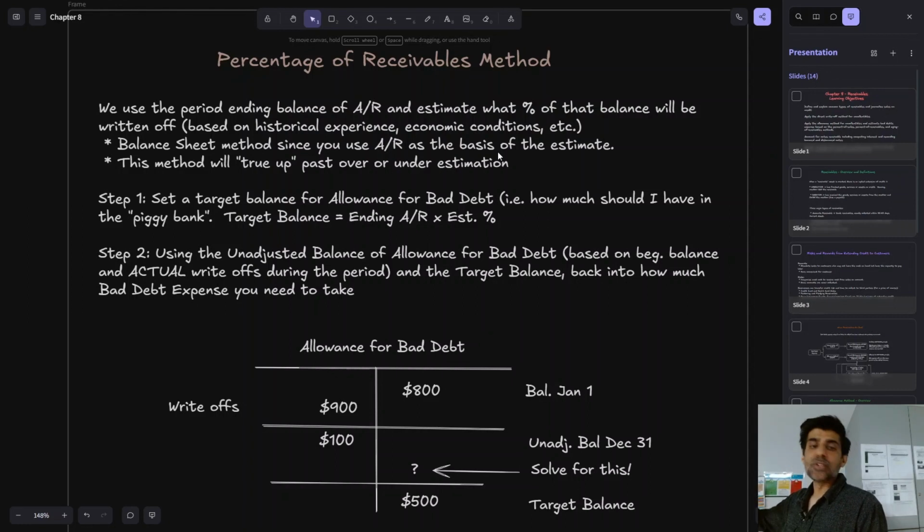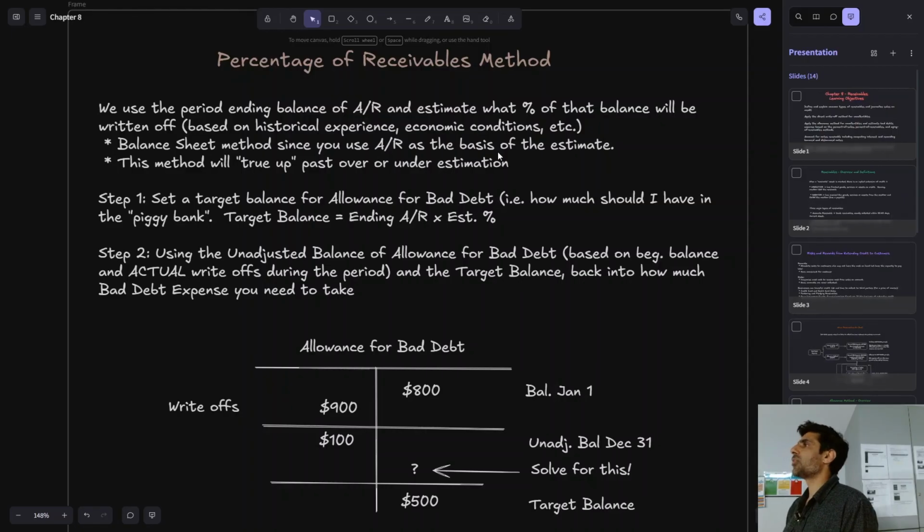What the percentage of receivables method is doing instead is looking at the end of the period: what is your actual balance of accounts receivable, right? Forget about the revenues and the sales and all that, but how much account receivable do you actually have as of the end of the period? And then based on that, what percentage of that are you going to estimate is going to go bad? Okay, so this is called a balance sheet method because, again, you're not looking at your sales or anything. You're looking at just the hard number of what is your outstanding account receivable at the end of the period.